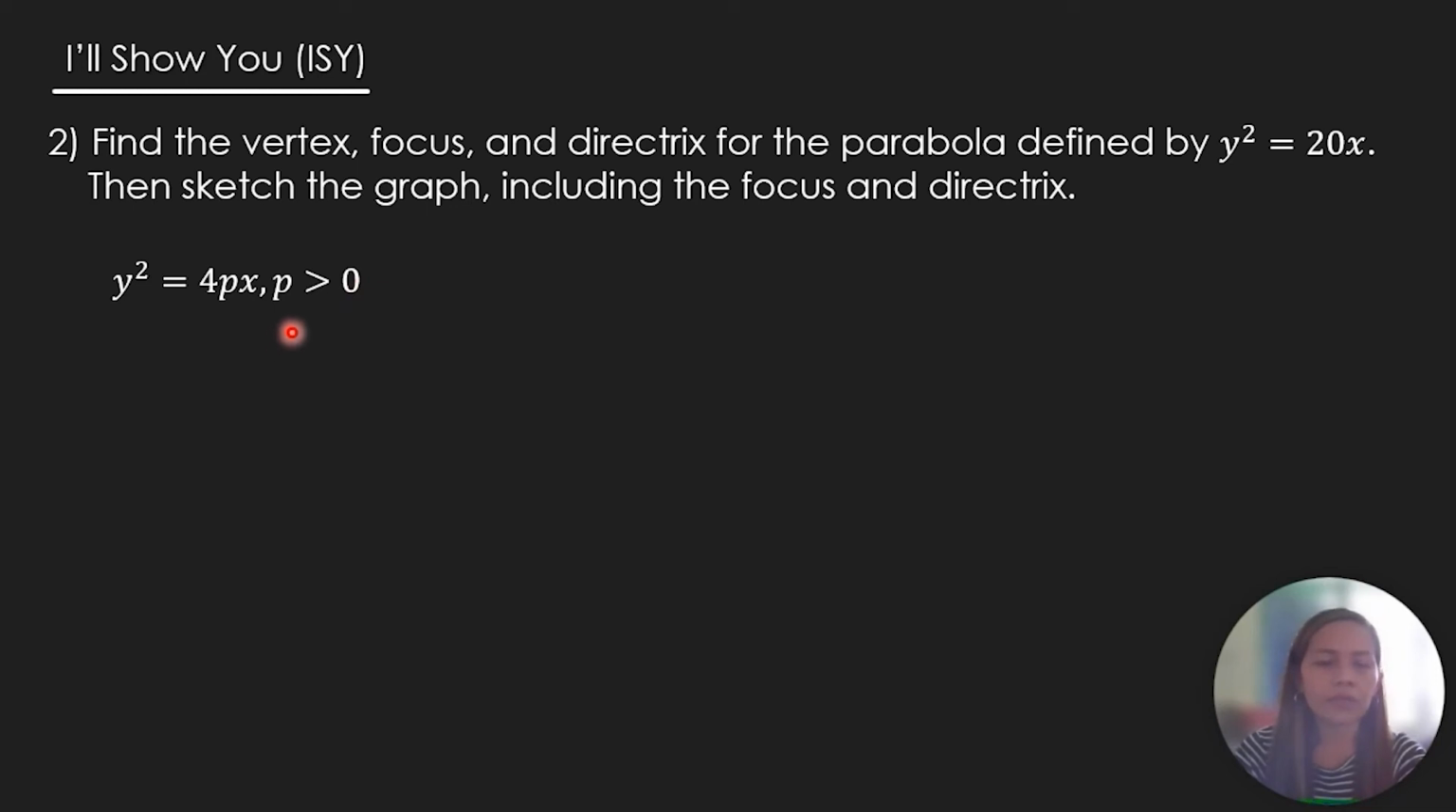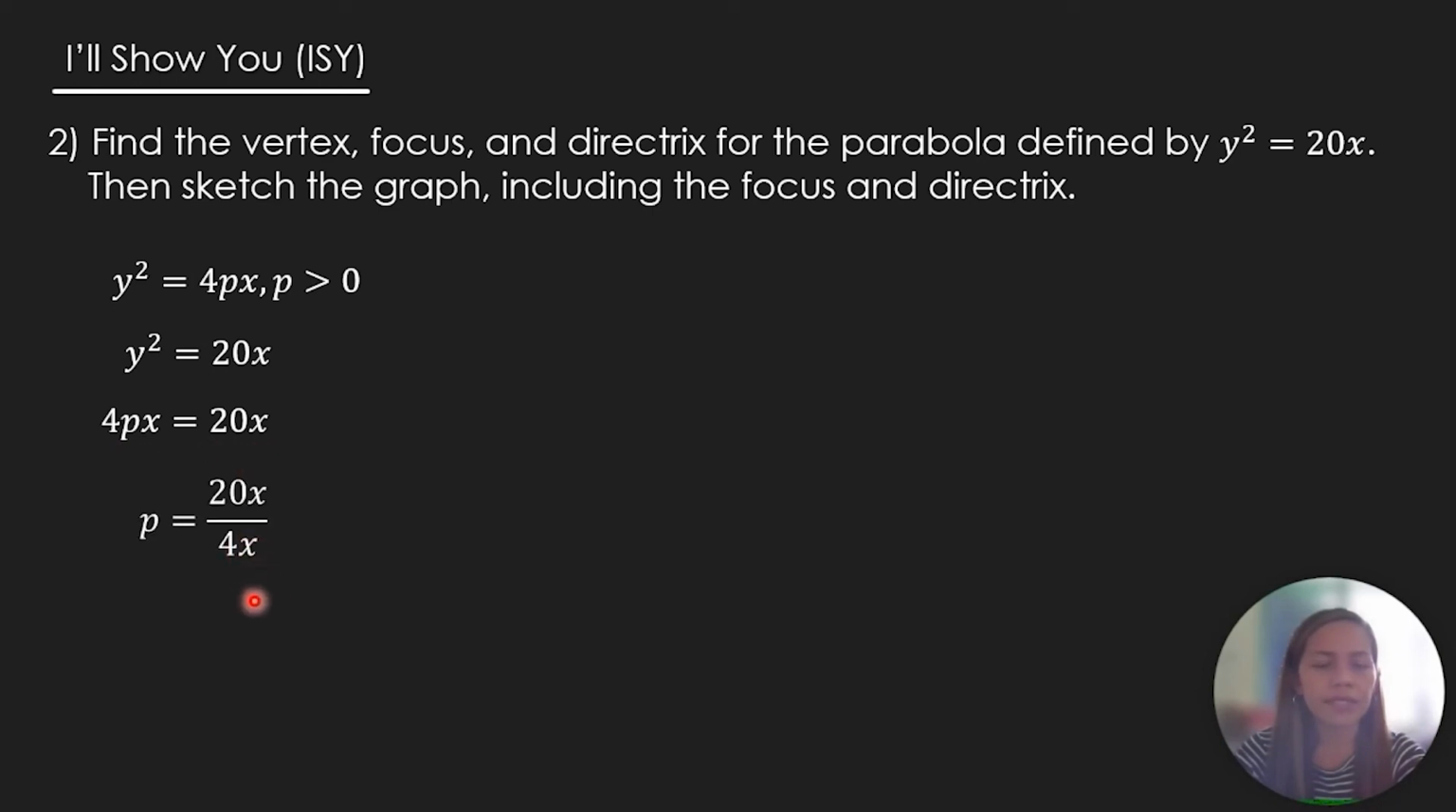Now, the first thing we will do is solve for our p. We know that it is positive, but exactly how much is it? Again, our equation is y squared equals 20x, and we know that 20x represents the 4px. So from here, we can create an expression that 4px is equal to 20x. Now, our point of interest is to find p, so at the same time, we divide by 4x so that only p remains, and we will also do the same on the right side.